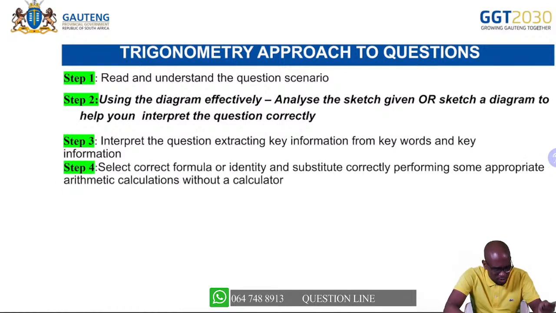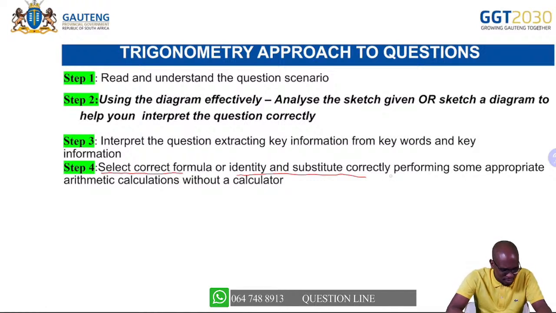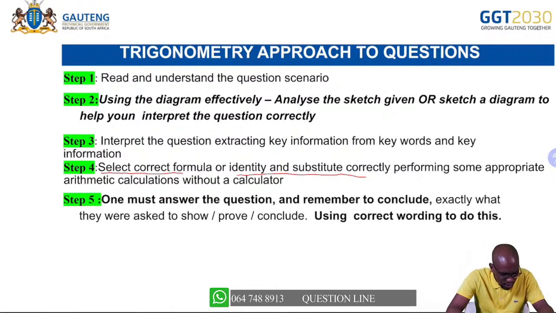Step number 4, select the correct. You see, select, not memorize the correct. Select the correct formula or identity and substitute correctly, performing some arithmetic calculations without the use of a calculator where applicable. Step 5, one must answer the question and remember to conclude at the end. If they say prove an identity, at the end you should conclude that indeed the left hand side was found to be the same as the right hand side. It's important to conclude, answer what is asked.